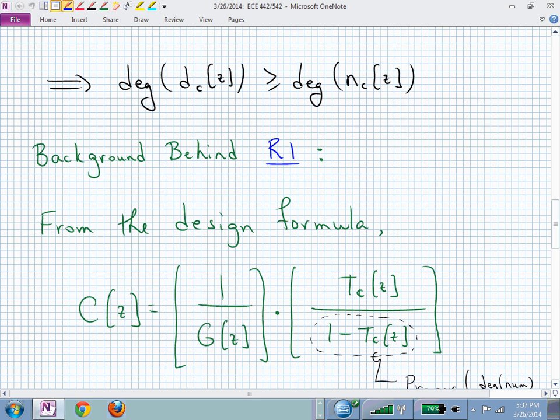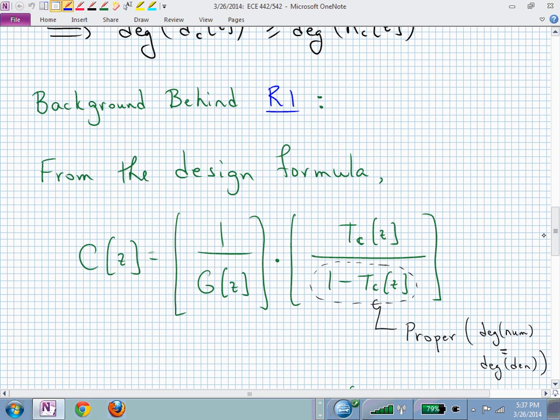Here is our design formula. And if you look at this denominator in the rightmost piece, 1 minus T sub C of Z, no matter what T sub C of Z is, if you combine it with 1, obtaining a common denominator and taking the numerator on this 1 to be the denominator that was in T sub C of Z, hopefully you can see that that expression is always going to be strictly proper, or the numerator will be equal in degree to the denominator in this 1 minus T sub C of Z expression.